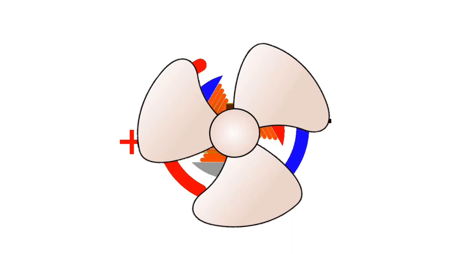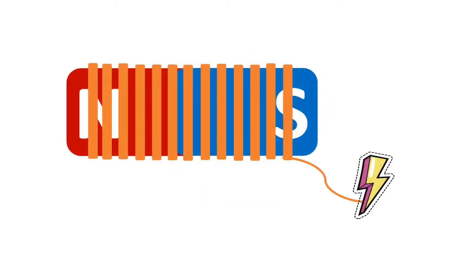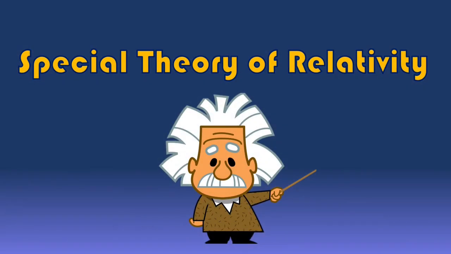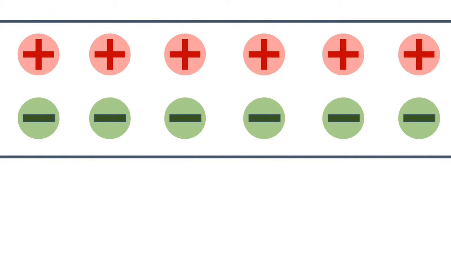But how in the world can the wires be magnetized by electricity? The main reason can be credited to a famous theory, the special theory of relativity. It may sound complicated, but look at this electrically neutral wire. There are particles in the wire, which are the positively charged protons and the negatively charged electrons.